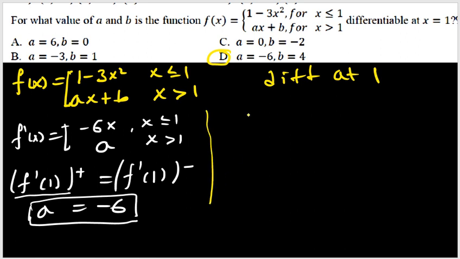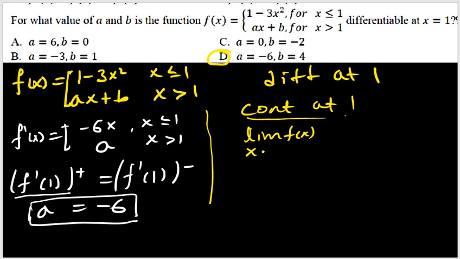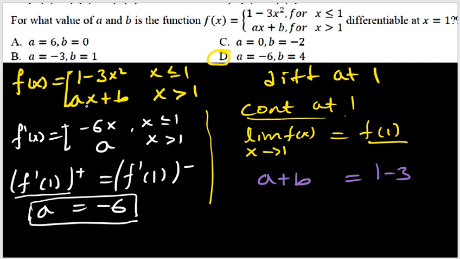If this function is differentiable at 1, it must be continuous at 1. If it is continuous at 1, the limit of the function as x goes to 1 should be f of 1, from the right or from the left. When I say f of 1, I will take the first part, so I substitute 1 in the first part. That's going to be 1 minus 3. For the limit I will take the second part, that is a plus b, and insert 1 in place of x. But the a I know is -6. So -6 plus b is equal to -2, so b must be equal to 4.